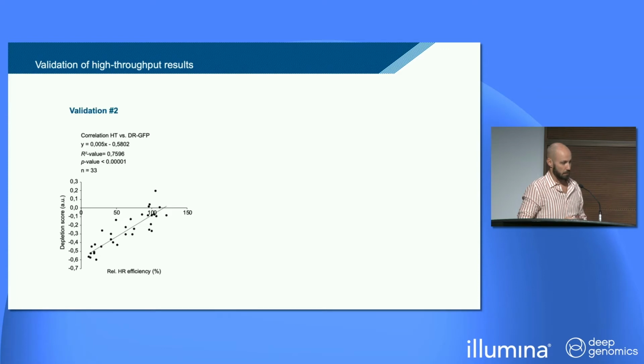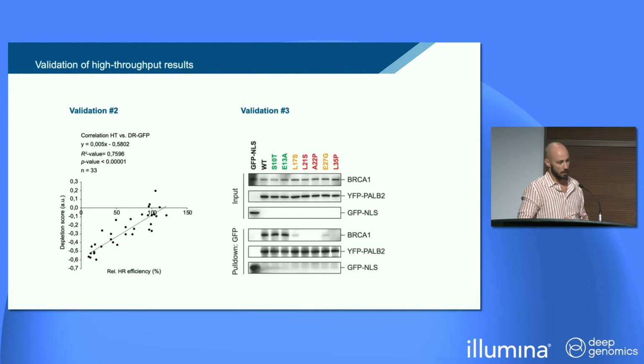These results were validated in 2 more ways. Based on the high throughput results, we selected 33 variants that we then tested in single DR-GFP assays, which is displayed on the x-axis in this plot. We see that the measured HR efficiency correlates with the depletion score, the high throughput score. As a third validation, from those 33, we selected 8 more to test the interaction with BRCA1.